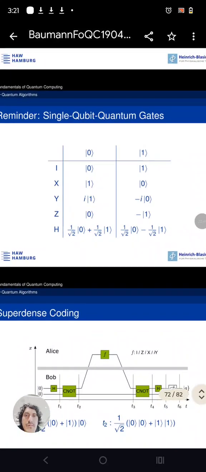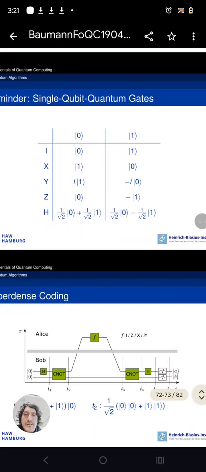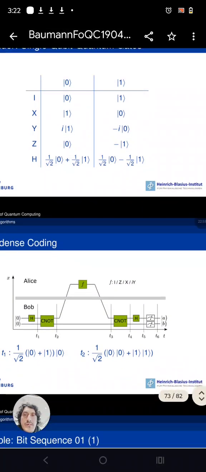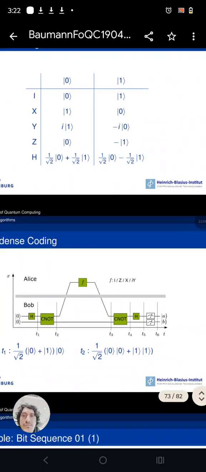So once again, here's a reminder of single qubit quantum gates. I identity: 0 to 0, 1 to 1. X: 0 to 1, 1 to 0. Y: 0 to i1, 1 to minus i0. Z: 0 to 0, 1 to minus 1. Then we have Hadamard H: 0 maps to 1 over root 2 0 plus 1 over root 2 1, and 1 to 1 over root 2 0 minus 1 over root 2 1.